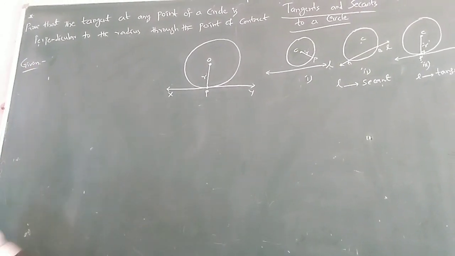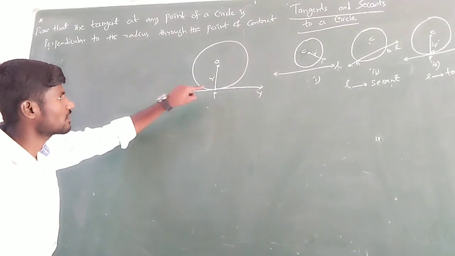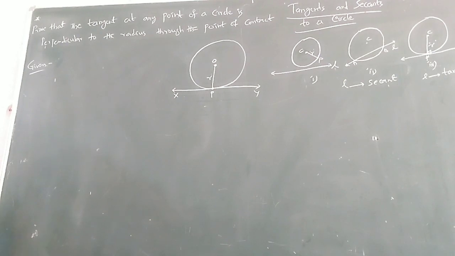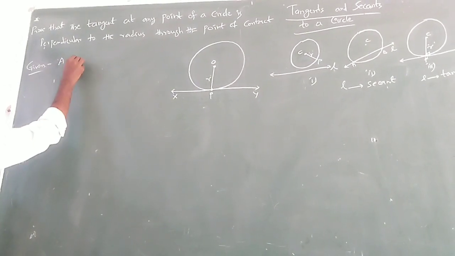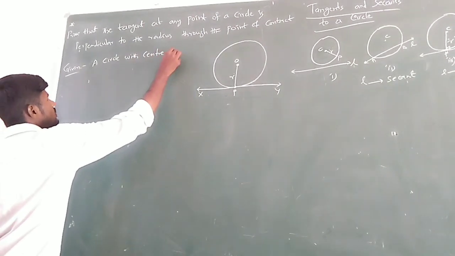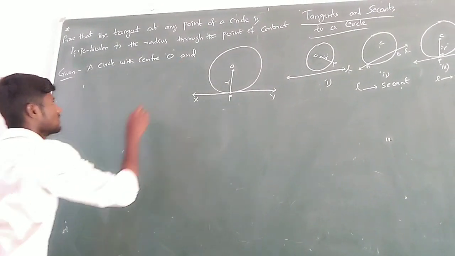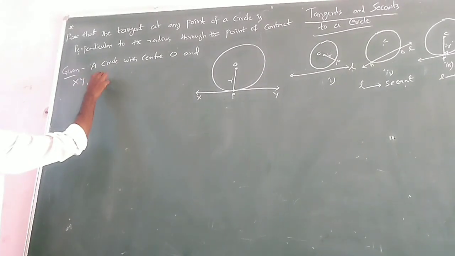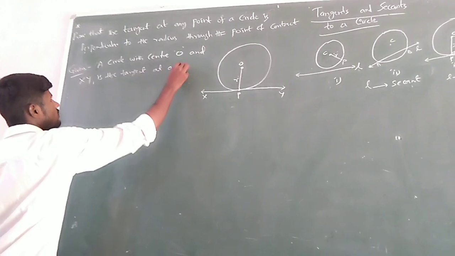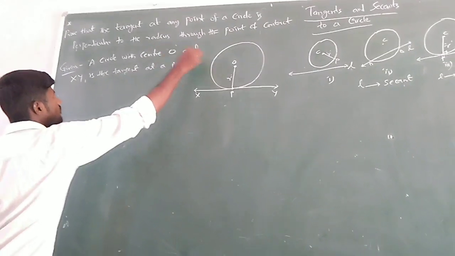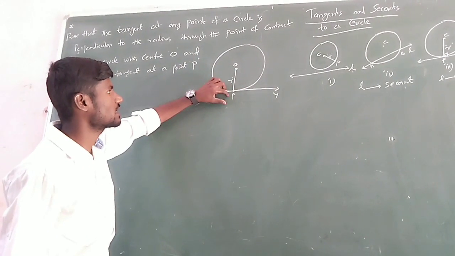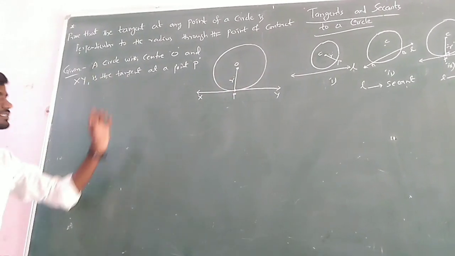The tangent at any point of a circle is perpendicular to the radius. That is the theorem we are going to prove. So what is given? They are given a circle with center O, and XY is the tangent, given already. XY is the tangent at a point P. Isn't it? This is the given. A circle is given, a tangent is given, and P is the point of contact of this tangent to that circle.